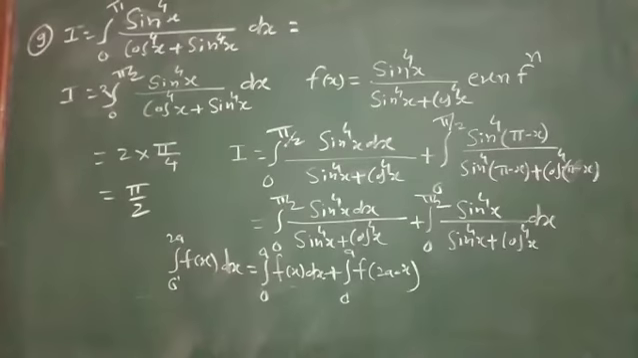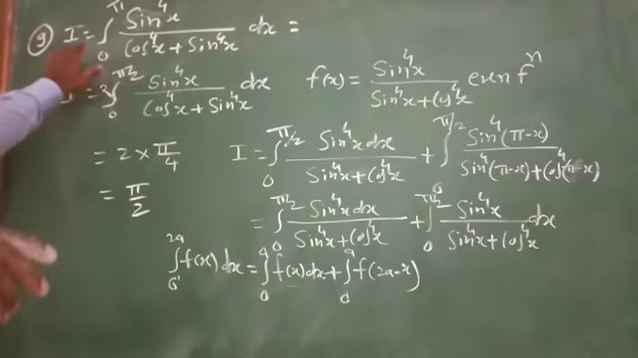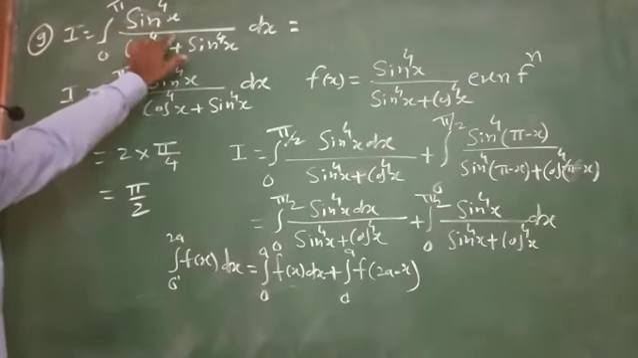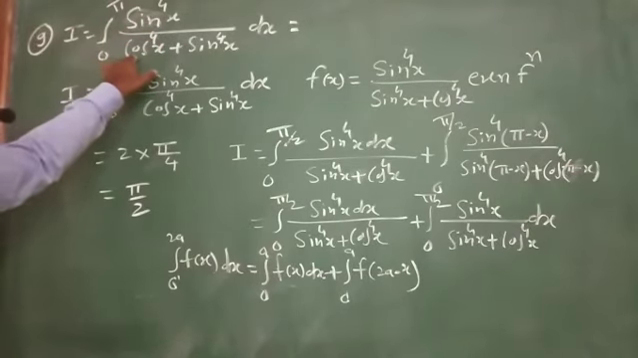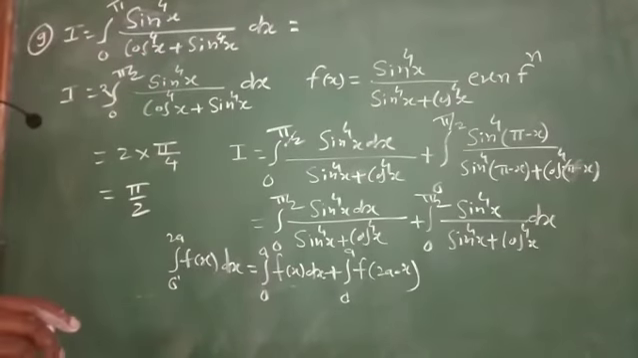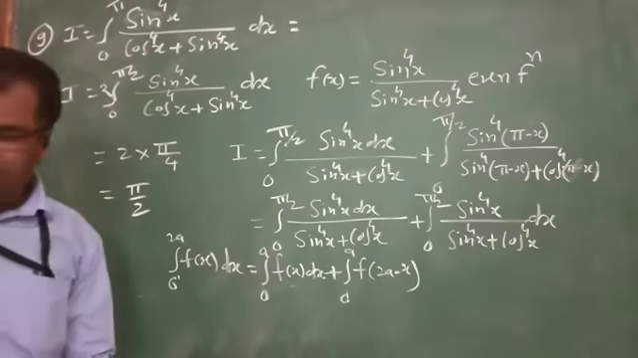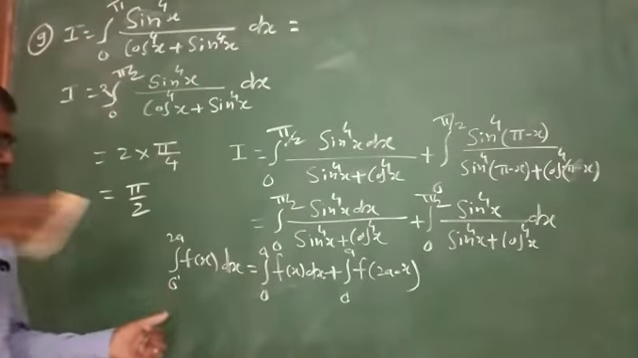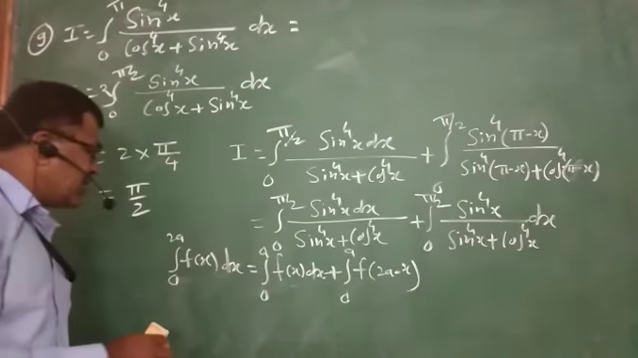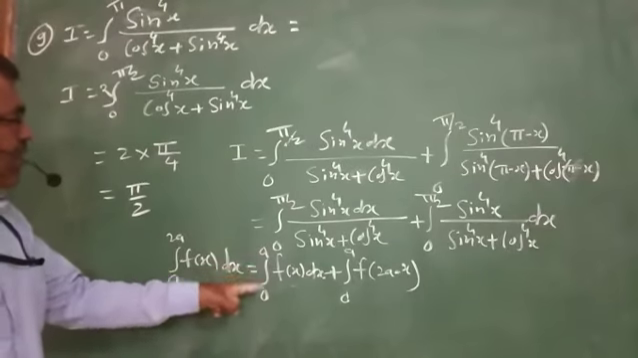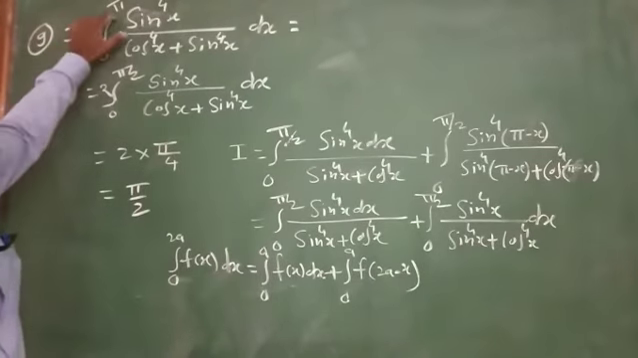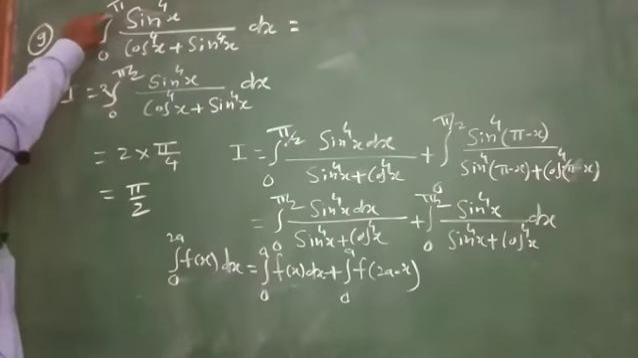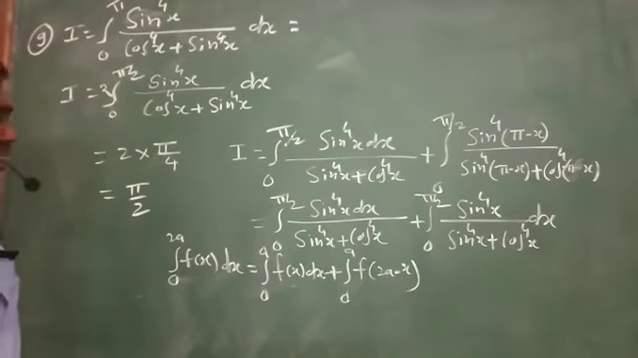Sin raised to 4x plus cos raised to 4x. See, example number 9: integration 0 to pi of sin raised to 4x upon cos raised to 4x plus sin raised to 4x dx equal to, that is, we use the property integration 0 to 2a f of x dx equal to 0 to a, that is 0 to pi by 2 since a means pi by 2, and the answer of this question is here.